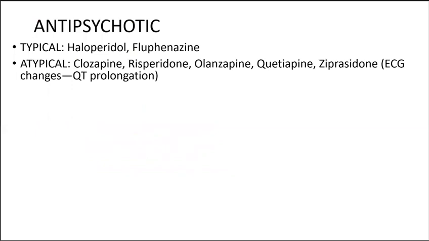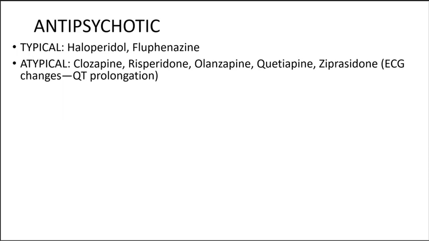Now, with antipsychotics or neuroleptics, they are used to manage acute and chronic psychosis, principally in schizophrenia. So again, these medications are used to manage acute and chronic psychosis, especially with schizophrenia. They are also the mainstay, together with mood stabilizers, in the treatment of bipolar disorders. Again, we could have typical antipsychotics like your haloperidol, your fluphenazine. Those are our typical antipsychotics.